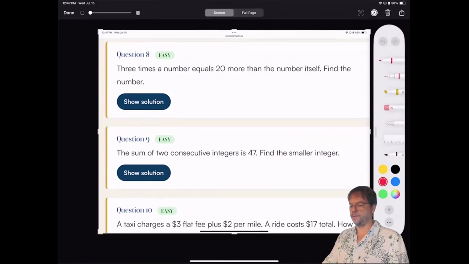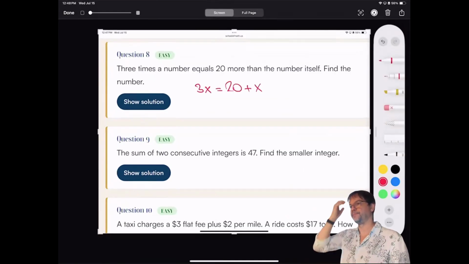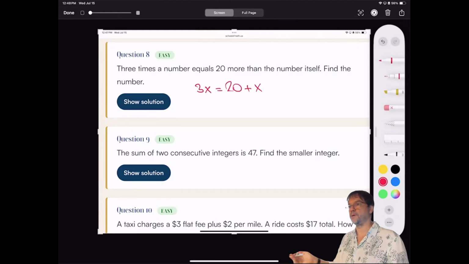Three times a number. 3 times a number. Yeah. Equals 20 more than the number. Three times the number equals 20 plus the number.